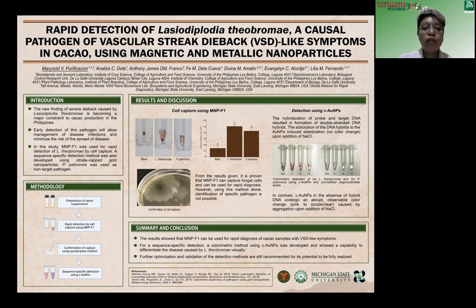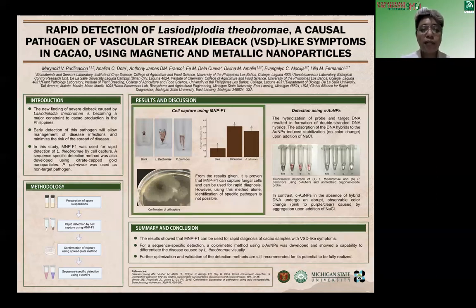In this study, two detection methods were developed, and Phytophthora palmivora was also used as a non-target pathogen to determine the specificity of the developed method. The first is the use of functionalized magnetic nanoparticles, or MNPF1, for rapid detection by sequential magnetic cell capture.